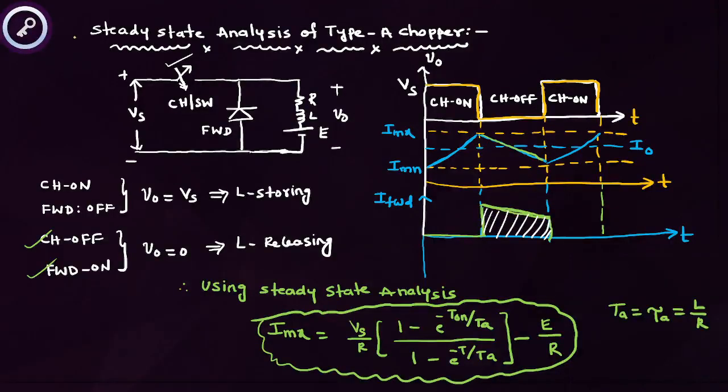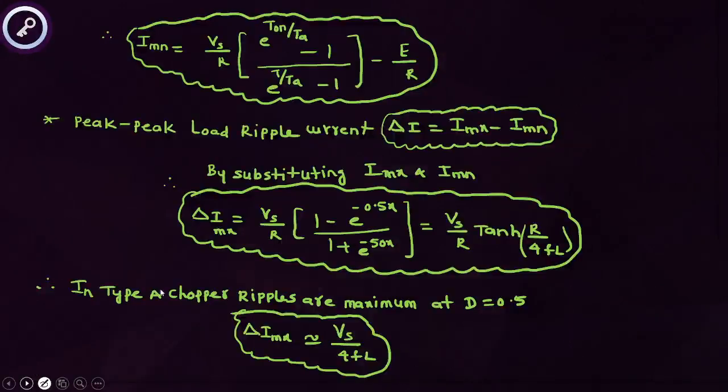Next, one more topic is steady state analysis of type A chopper. In steady state analysis of type A chopper, students, very important is the RLE load. With RLE load, you have to remember the maximum current expression. This is an important formula: Vs by R into (1 minus e power minus T_on by Ta) by (1 minus e power minus T by Ta) minus E by R, where Ta or tau A equal to L by R, students. That is the maximum current expression, and this is the minimum current expression, students.